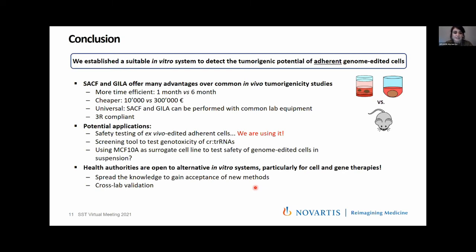We are also currently preparing a publication because we would like to spread the knowledge of this new method to gain acceptance. Because also in theory, the health authorities are very open to new in vitro systems, particularly for cell and gene therapy. But before this can be a regulatory assay, we need to do way more validation. For example, we need to do cross-lab validation, which we initiated.